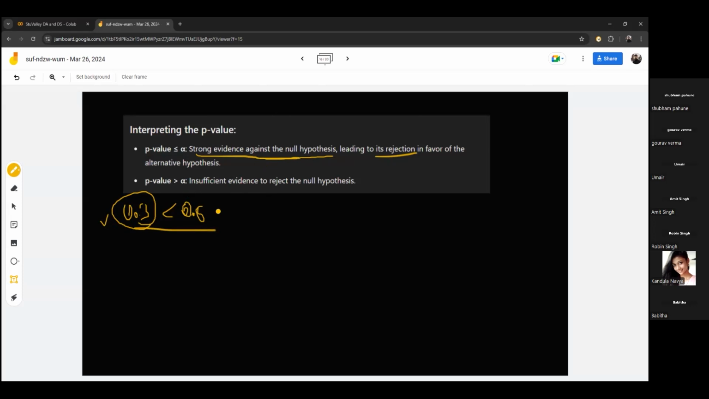And if the p value is greater than 0.5, we'll say that we don't have much evidence to reject the null hypothesis. So we accept. Is it clear when we have to accept and when we have to reject the null hypothesis? Is it clear to you? Yes. Okay.